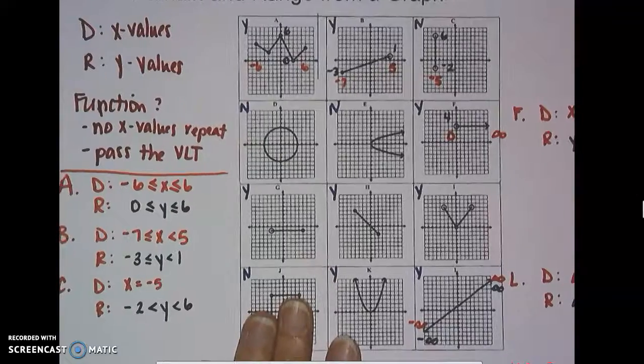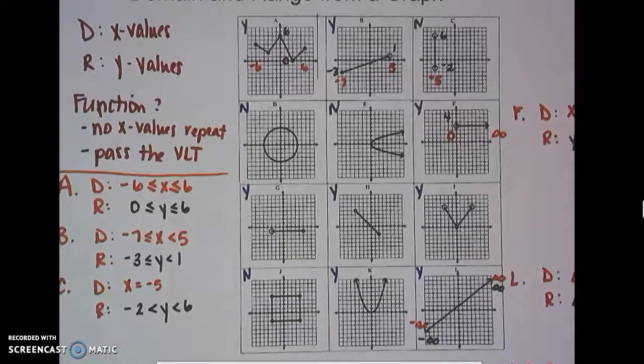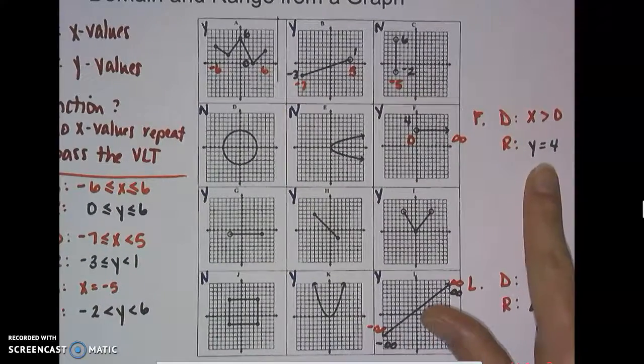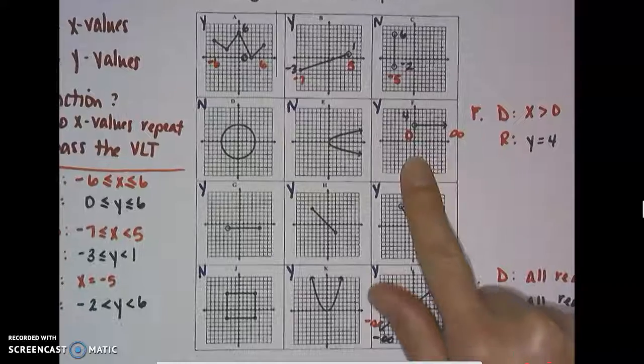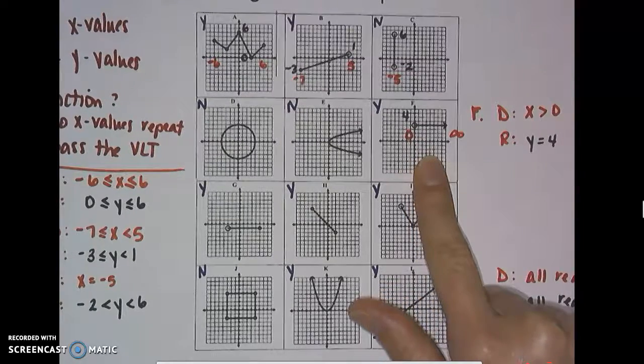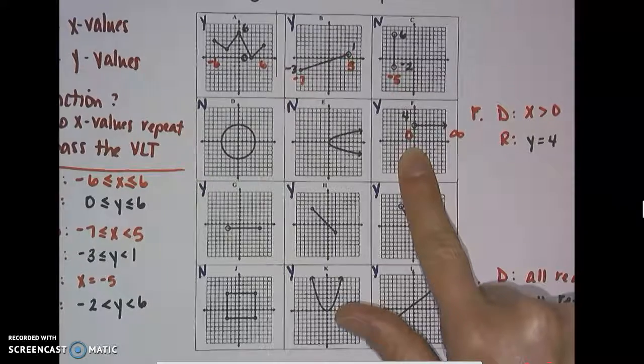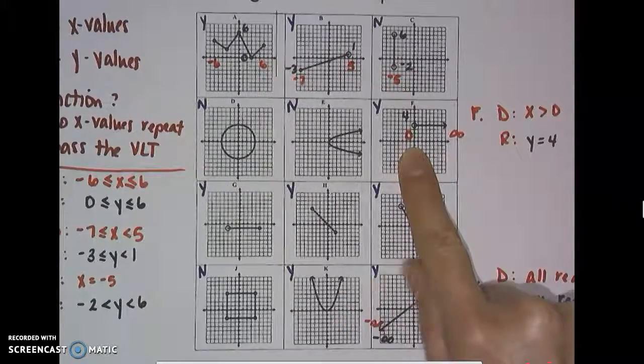So again, domain is the x's. You're working left to right, smallest to biggest. Okay, and range, you're looking at the y values from the bottom of the graph to the top of the graph. If you only have one x or y value, then you're just going to say x equals like we did here, or y equals. If you have infinity on one side like we did here with letter F, that means that you're going to put just x or y and that number, and then the inequality symbol that goes in there. Okay?